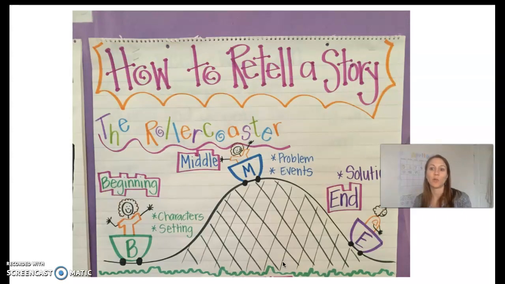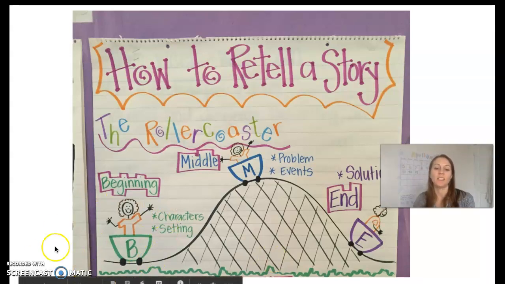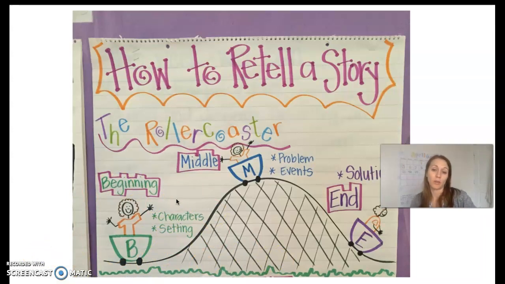We can think of it as a roller coaster. So we're going to think about the beginning, the middle, and the end. And the beginning is the start of our roller coaster. So when you talk about the beginning of the story, you want to list the characters and the setting. That gives the person who's listening to you retell the story an idea of who they're going to be hearing about and where they're going to be hearing about it. This allows them to picture it in their own minds.